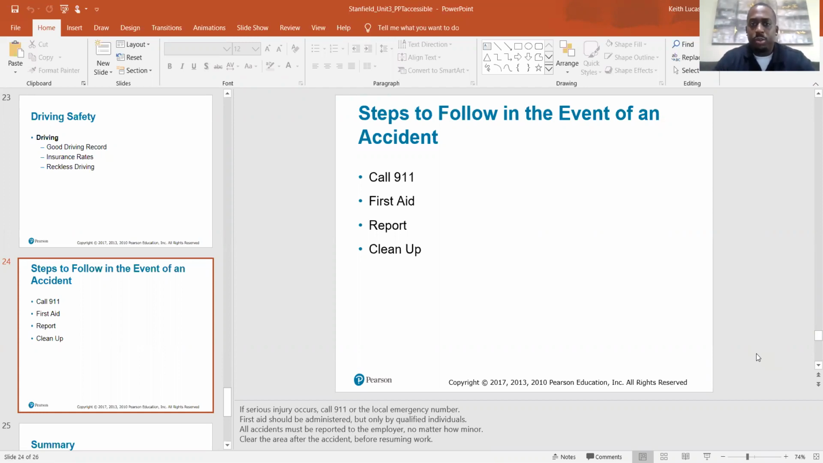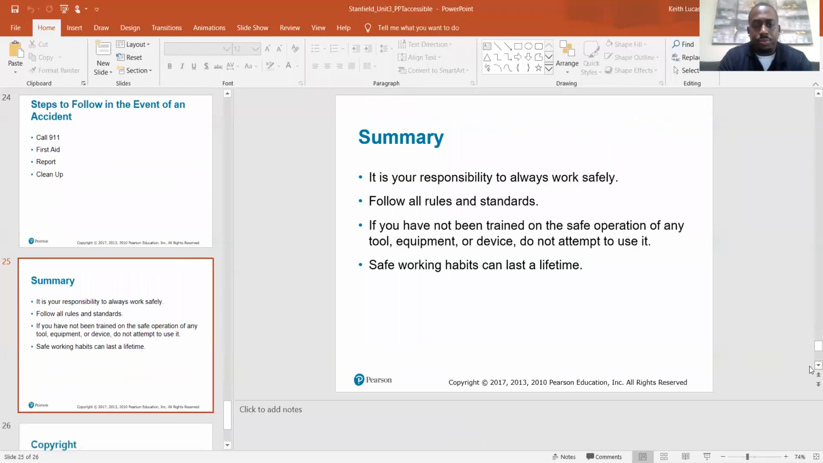So, steps to follow in the event of an accident: call 911, first aid, report, cleanup. If serious injury occurs, call 911 or the local emergency number. First aid should be administered, but only by qualified individuals. All accidents must be reported to the employer, no matter how minor. Clear the area after the accident before resuming work. So in summary, it is your responsibility to always work safely and follow all rules and standards. If you have not been trained on the safe operation of any tool, equipment, or device, do not attempt to use it. Safe working habits can last a lifetime.